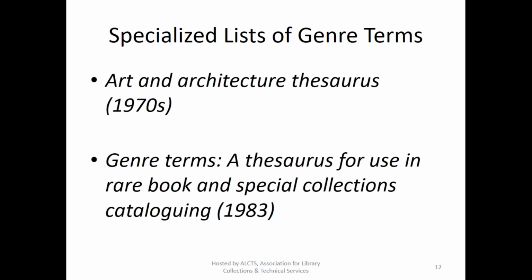Specialized thesauri of genre terms have been around for a long time, and here I've listed 2 sources that are well known, and each one of these sources includes some genre terms for 3D materials. The Art and Architecture Thesaurus was first developed by the Getty Research Institute in the 1970s. It's been revised since that time, and it's now available online. Another well-known source is Genre Terms, a thesaurus for use in rare book and special collections cataloging. This was first issued in 1983 by the Rare Book and Manuscript section of ACRL. It's since been issued in another edition, and it's now available online.